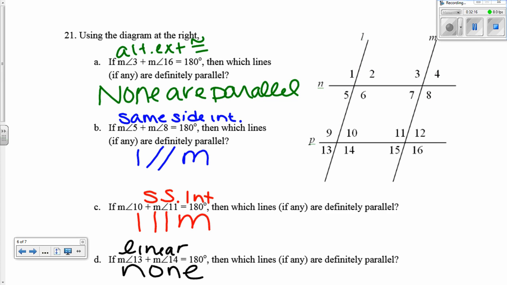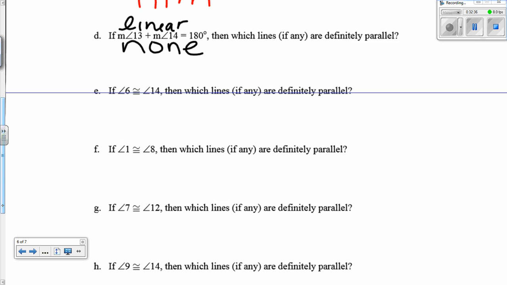All right, so letter E, I have angle 6 and angle 14. Well, they're both using line L as our transversal. 14's under line P, 6 is under line N, and they're corresponding angles. And since corresponding angles are supposed to be congruent, this is telling me that N is parallel to P.